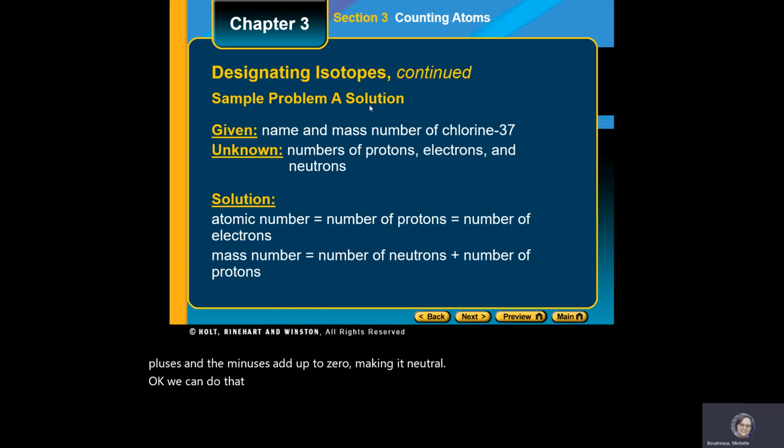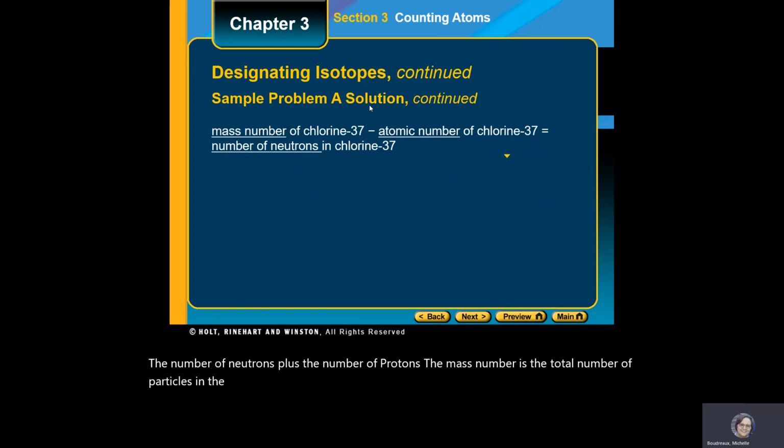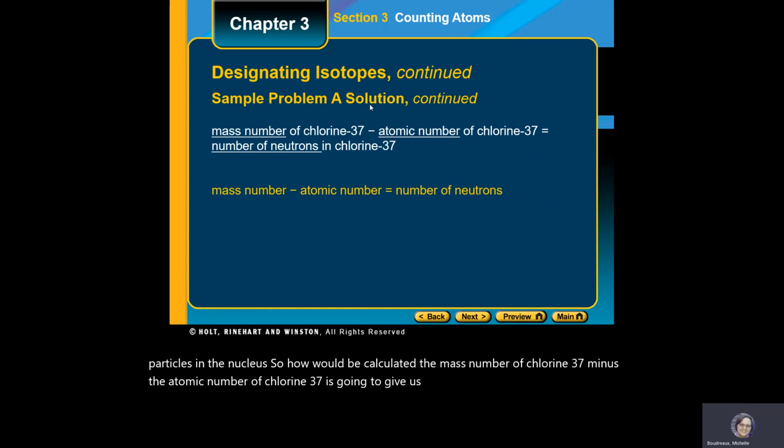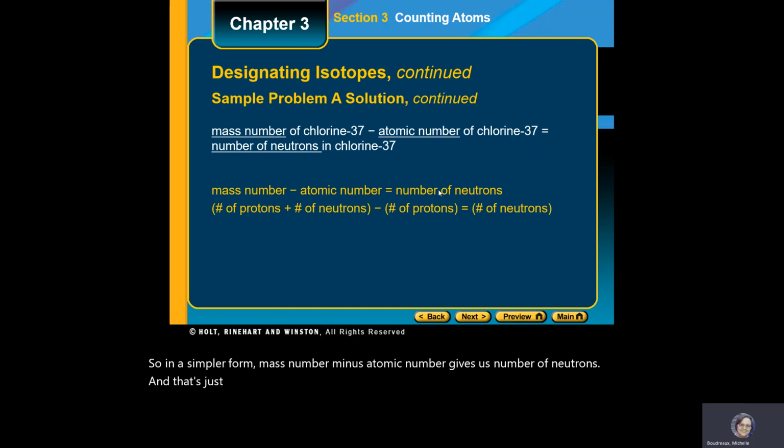Okay, we can do that. The other thing we know is that the mass number is equal to the number of neutrons plus the number of protons. The mass number is the total number of particles in the nucleus. So how would we calculate it? The mass number of chlorine-37, 37, minus the atomic number of chlorine is going to give us the number of neutrons in chlorine-37. So in a simpler form, mass number minus atomic number gives us number of neutrons. And that's just showing you what each of those means.